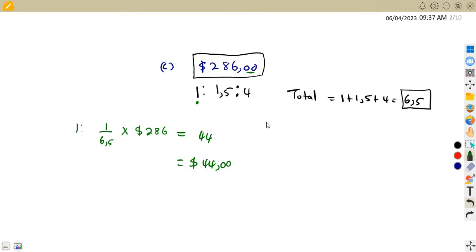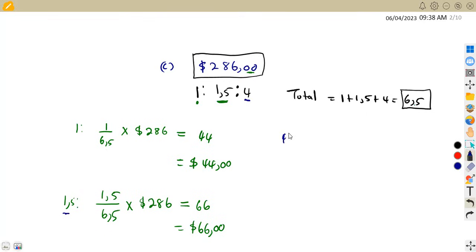All right, so that was our question. We move on to the ratio of 1,5. According to the ratio of 1,5, it's 1,5 over the total ratio, which is 6,5, times the total amount of money they are sharing of 286. If we multiply this, we are going to obtain 66, which is $66 in this case. So that was the ratio of 1,5.